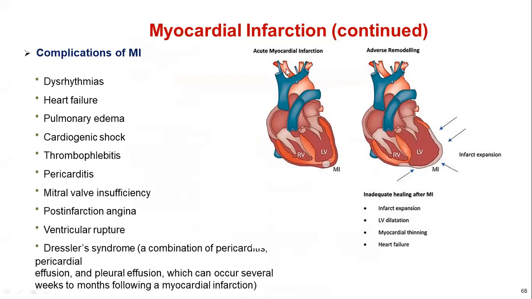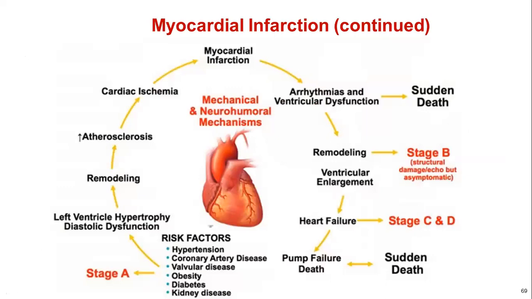So acute, in the picture you can see acute myocardial infarction like here. And if it is untreated, there are so many changes that are possible to take place. In this picture, you can see stage A, B, C, and D.